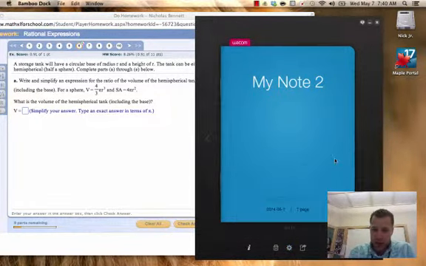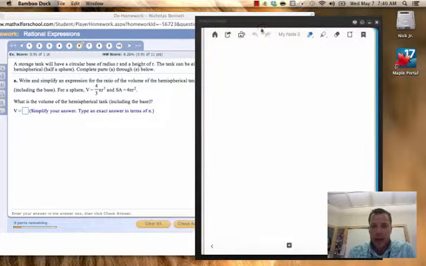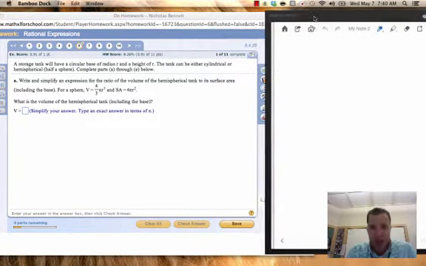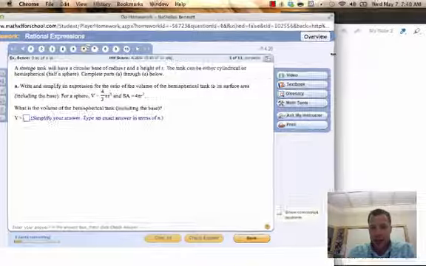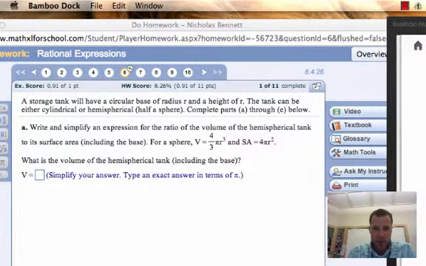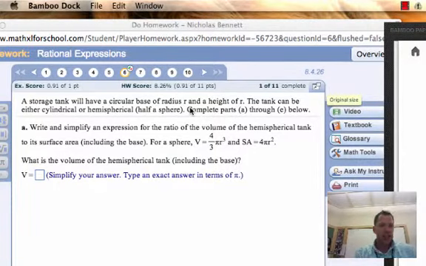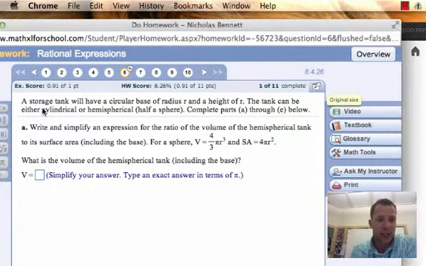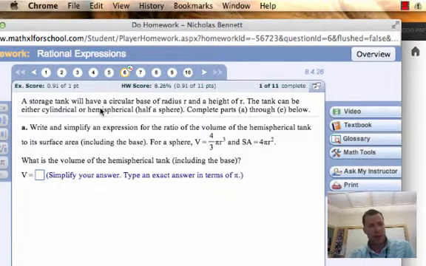We are going to do this problem together. Okay, so now this is a monster of a problem, and it took me a little bit to get the grasp of everything. So let's just look at what this problem is asking. Basically, we're looking at two things. We're looking at a cylinder or a hemispherical tank, and we're actually going to compare these two.